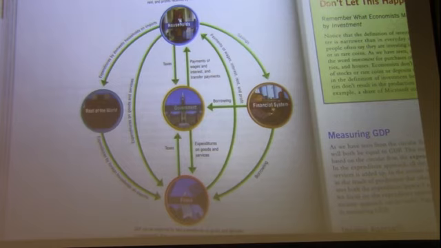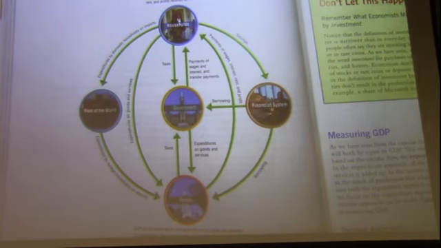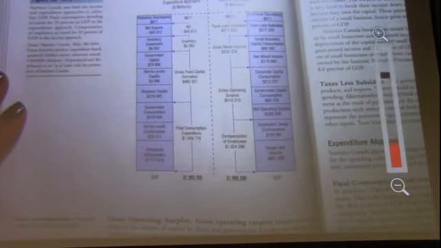Okay, one way is called the expenditure approach. Let's just add up all the shopping. The other is called the income approach. Let's just measure everybody's income. And the broad categories look something like this.